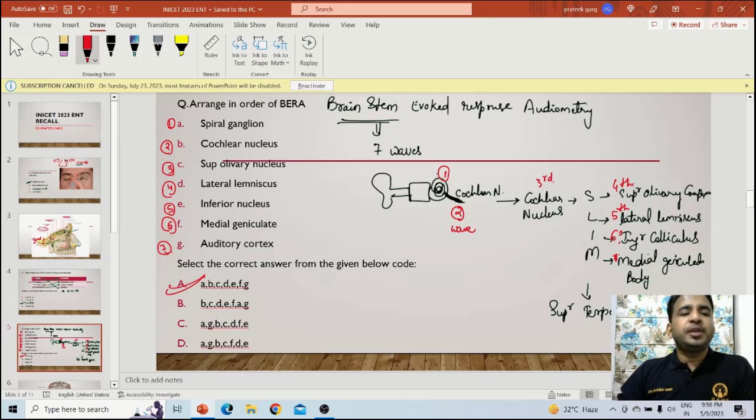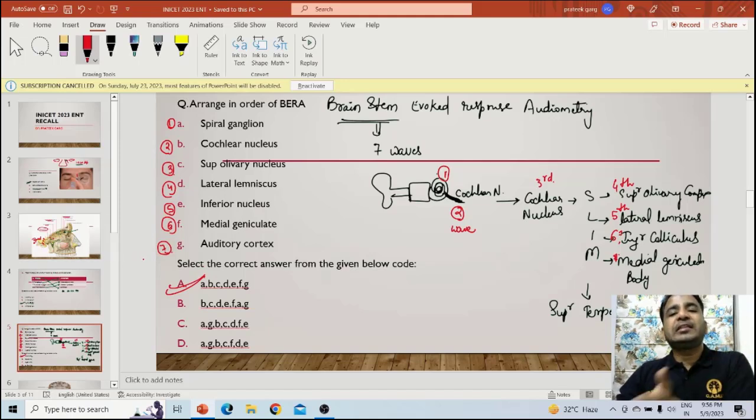So nothing to worry, very simple question. We all know how the auditory pathway occurs. BERA has the same pathway, the auditory pathway, so the examiner is indirectly asking for the auditory pathway. BERA is nothing but brainstem evoked response audiometry, which consists of 7 waves.